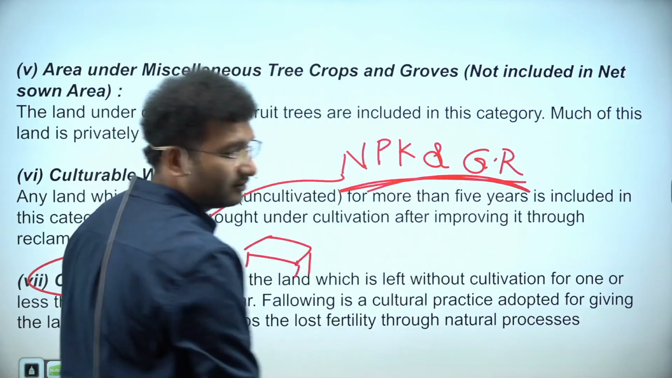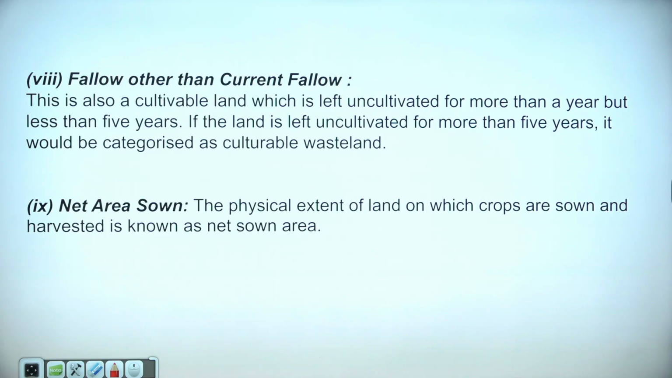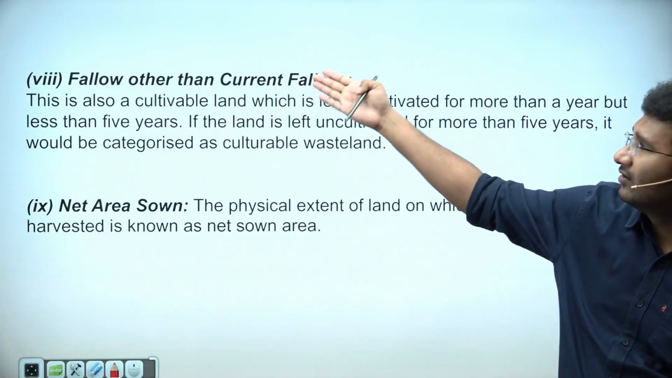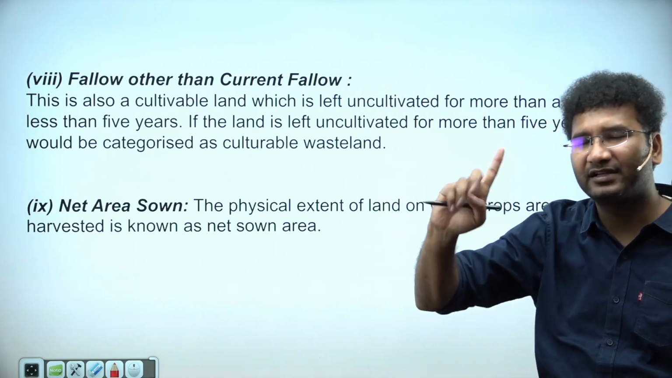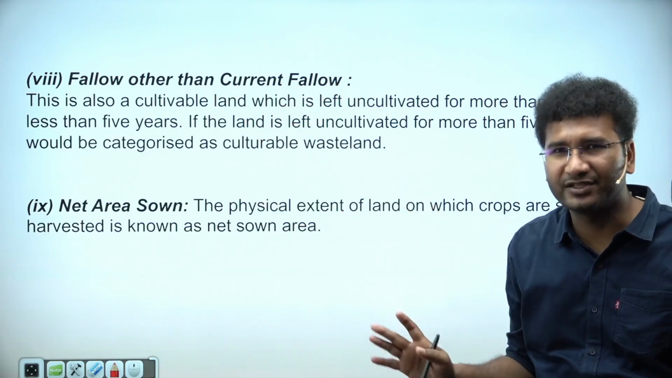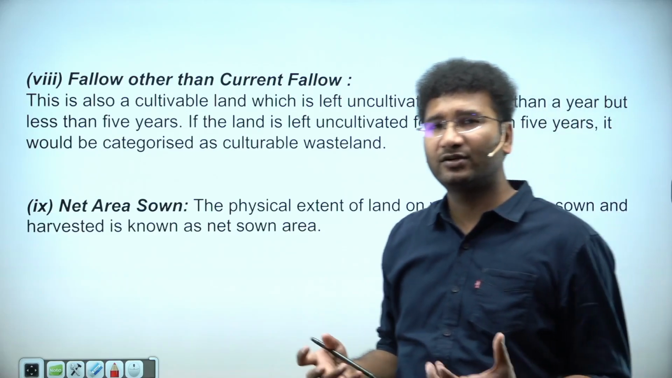Okay, right? And the last 2 definitions, that is fallow other than current fallow, right? This is a cultivable land which is left uncultivated for more than a year but less than 5 years. This is called other than current fallow land. Fallow other than current fallow. Current fallow मतलब 1 साल, other than current fallow lands are nothing but 1 से 5 साल के बीच में. Last is net sown area, means in totality what is the total net sown area.